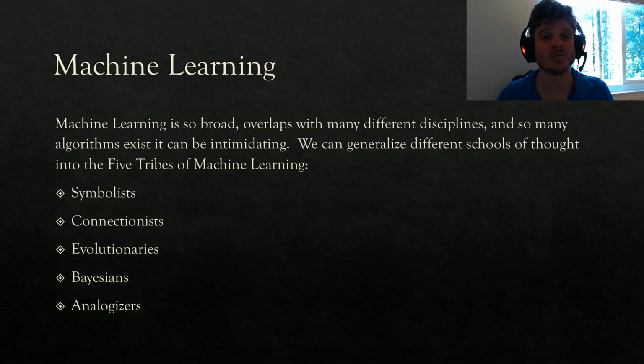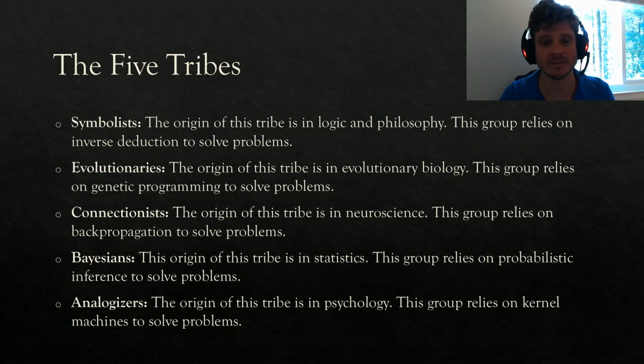Your work this week, one of your homework assignments, is to research one of these tribes, which is going to be assigned on Blackboard, and do a little bit more research into each of these tribes. Each of these have all had their moment in the sun as someone develops a new algorithm based upon their way of thinking that works much better than the previous methods, or works better in a specific case. And so the symbolists, their origin is really logic and philosophy.